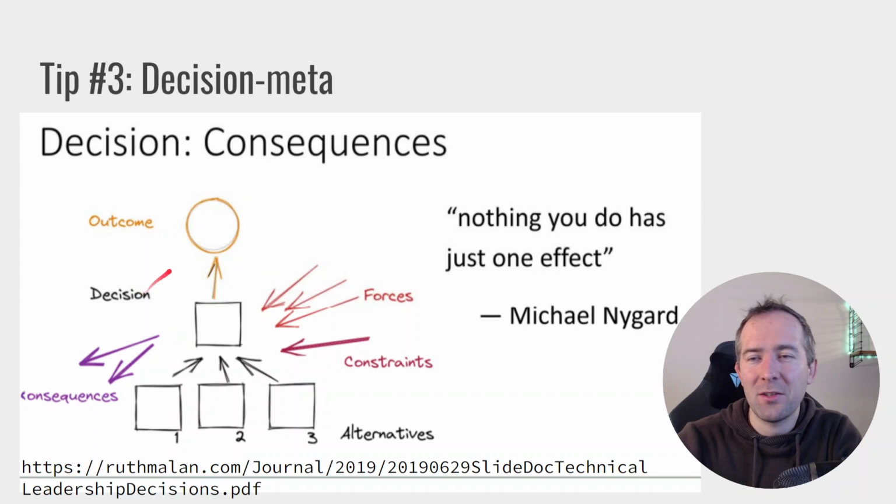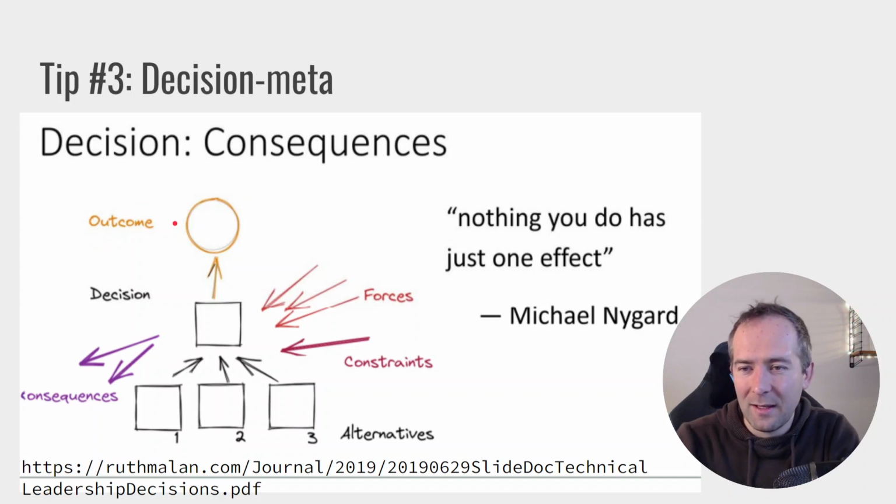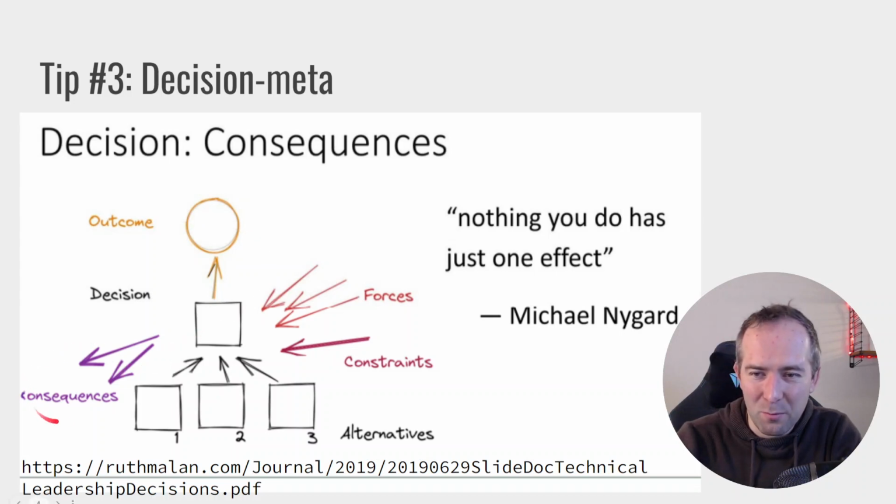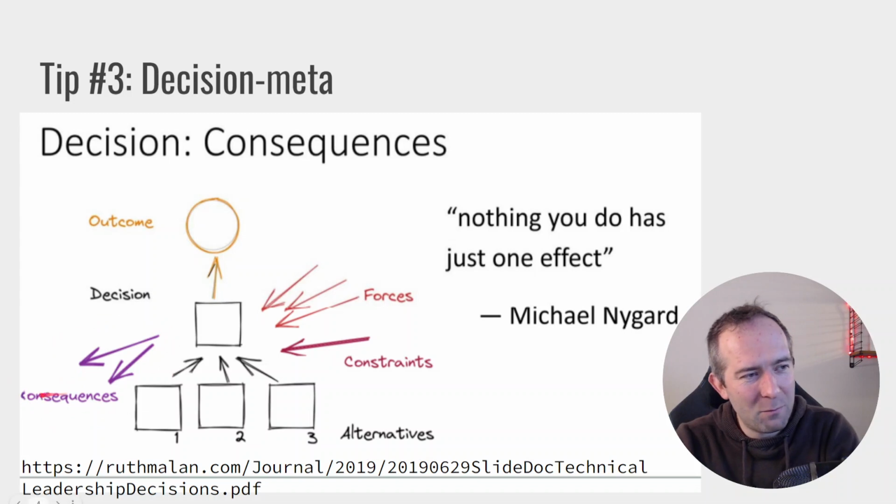What goes out of a decision? Of course, the most important thing, we are deciding something to achieve a certain outcome. So I think that is probably quite evident. But that's not the only thing that comes out of a decision, as you can see. There's this purple bit, and that gets forgotten often, and that's actually pretty important.